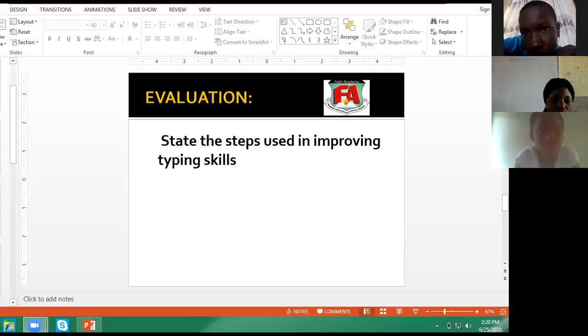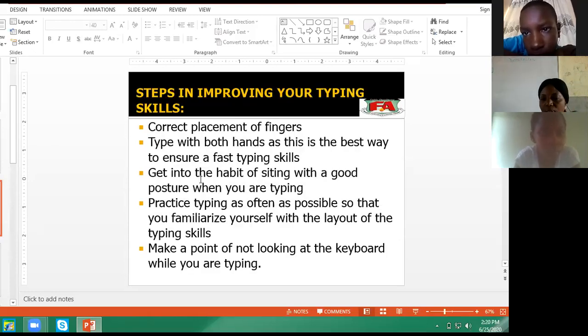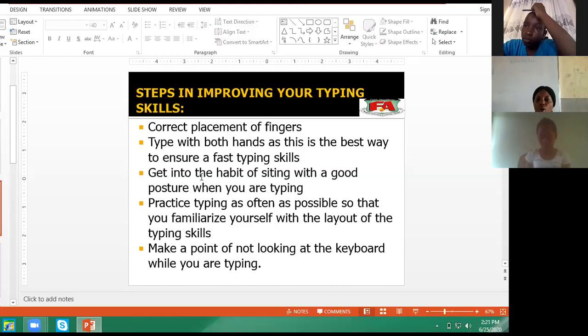For some of you that are just joining, or you've forgotten, state the steps used in improving your typing skills. These are the steps, so quickly go over it and get used to it. If you are able to follow these steps, your typing will be very easy. So what are you supposed to do first? Correct placement of your fingers on what? On the home row keys. Number two, type with both hands, and this is the best way to ensure fast typing skills. Number three, get into the habit of sitting with a good posture when you are what?